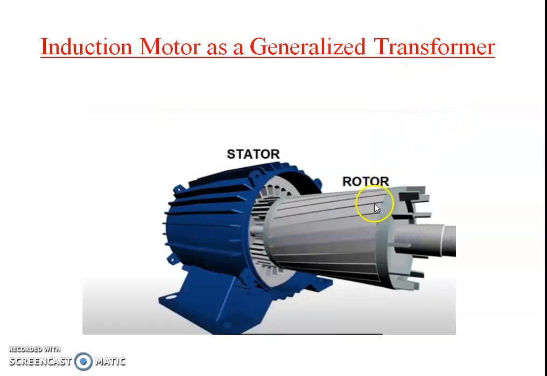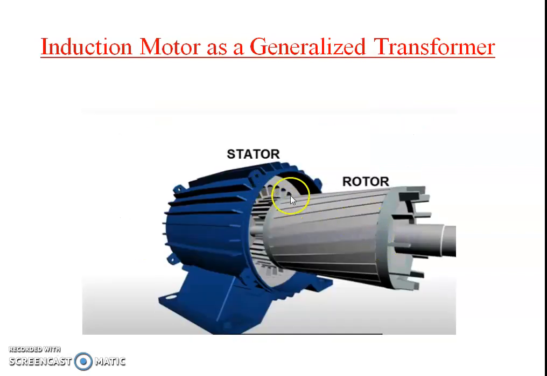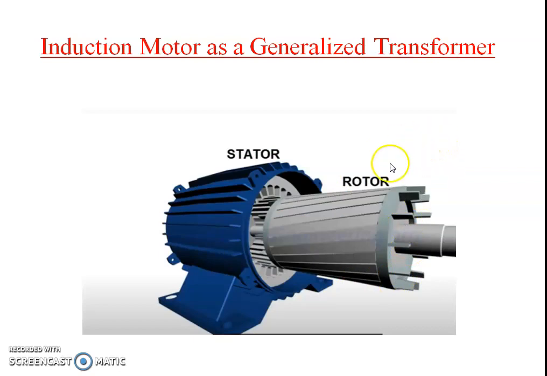But in the case of a motor, the rotor winding of the induction motor cuts the stator flux, similar to the transformer secondary winding. Whatever flux is created by the stator is now going to be cut by the rotor winding. That means in the transformer, the secondary winding cut the primary flux, but in the case of an induction motor, the rotor winding will cut the stator winding flux.